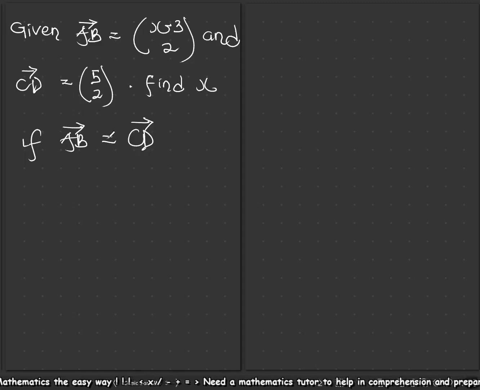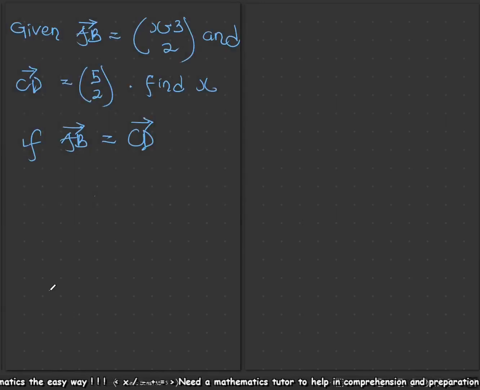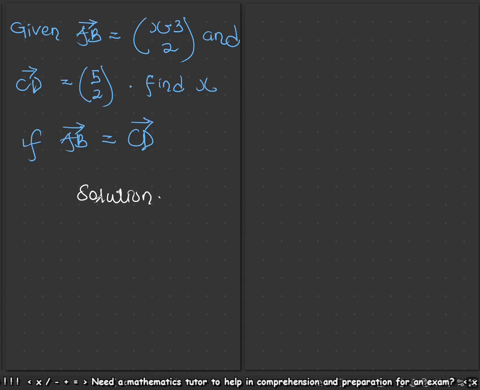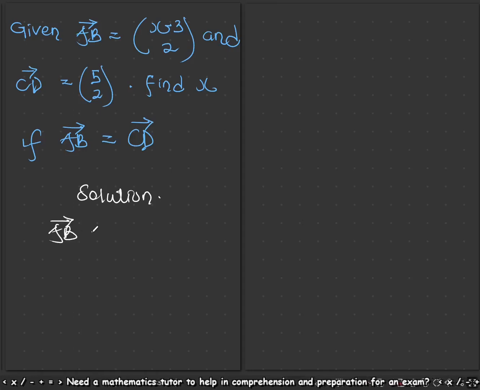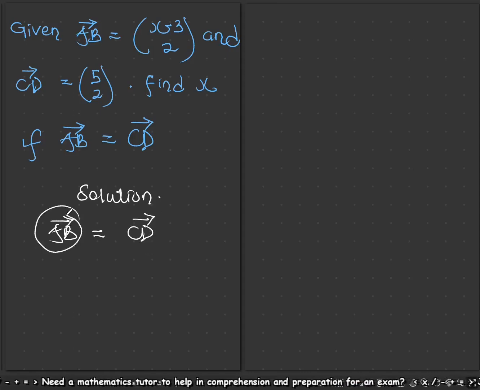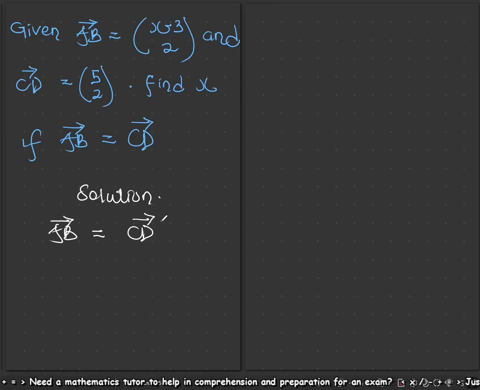In view of that, this is the question we have here. It says, given vector AB, which has coordinates (x minus 3, 2), and CD, whose coordinates are (5, 2), find x if AB is equal to CD. How do we go about this? This one involves a little bit of algebra. We know that AB is equal to CD. What does this mean? Vector AB here is equal to vector CD.